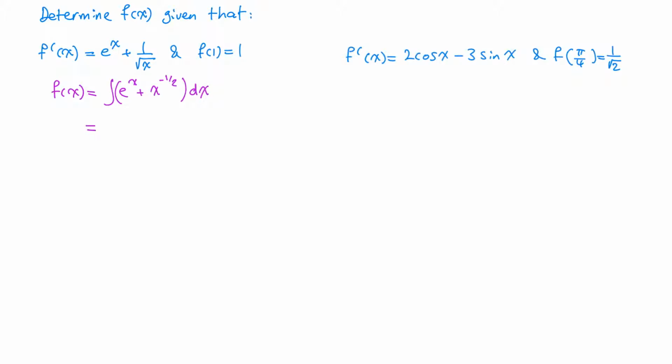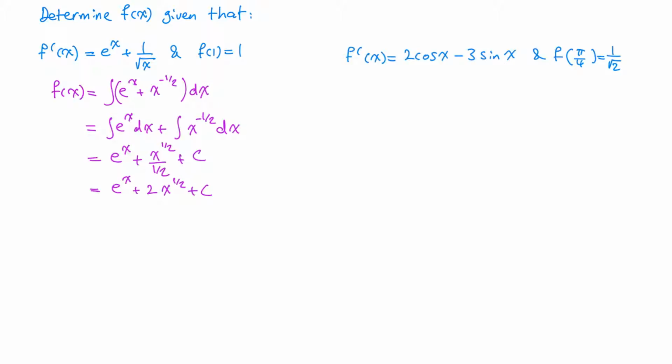And that becomes the integral of e to the x dx plus the integral of x to the negative 1 over 2 dx. And that simply becomes e to the x plus, I'm adding 1 to the exponent here, so I get x to the 1 over 2 over 1 over 2 plus some constant value. So I've combined both constants together in one step here, and I get e to the x plus 2x to the 1 over 2 plus c as my final integral here.